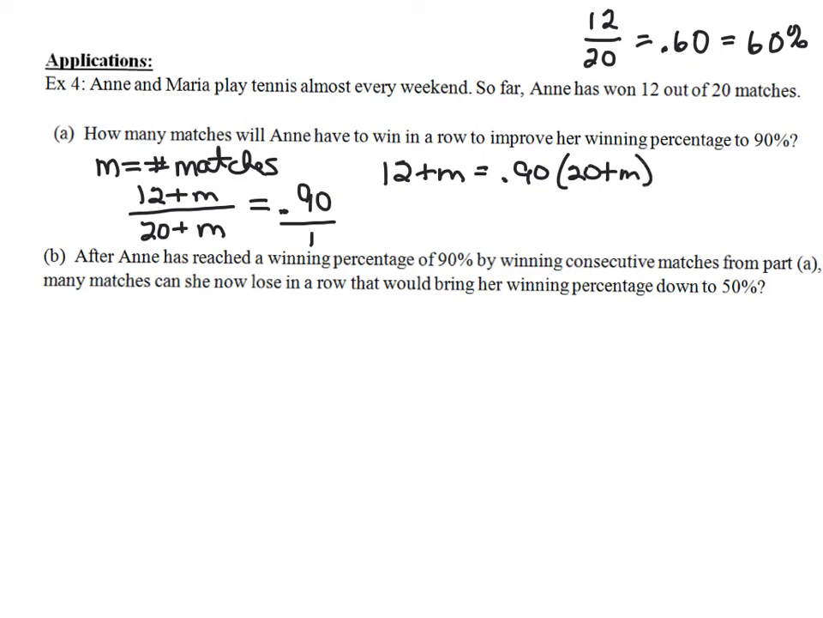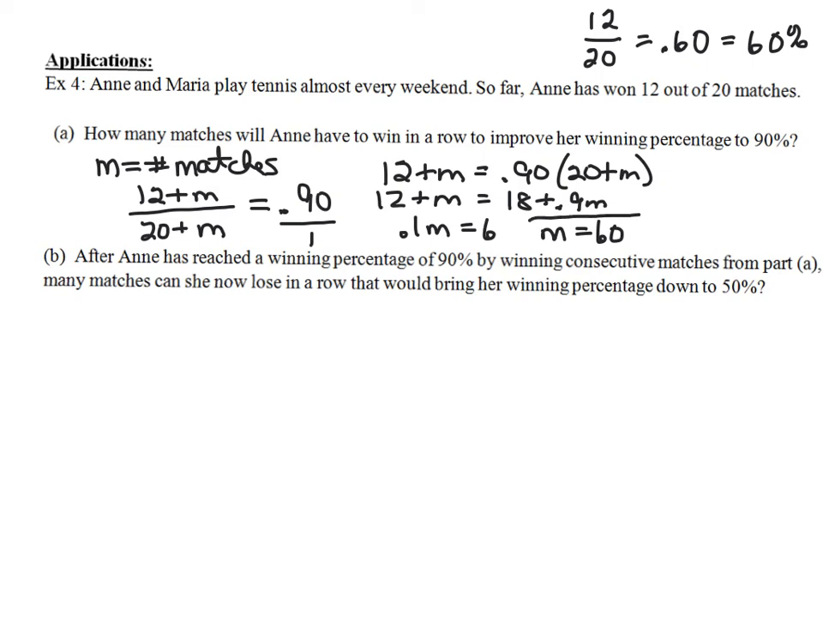Go ahead and distribute, so 12 plus m is equal to 18 plus 0.9 m. Let's subtract 0.9 m from both sides, so I get 0.1 m on the left side. Subtracting 12 from both sides, I get equals 6. And then multiply both sides by 10, or divide both sides by 0.1, and we see that she needs to win 60 more matches in order to get a winning percentage of 90%.